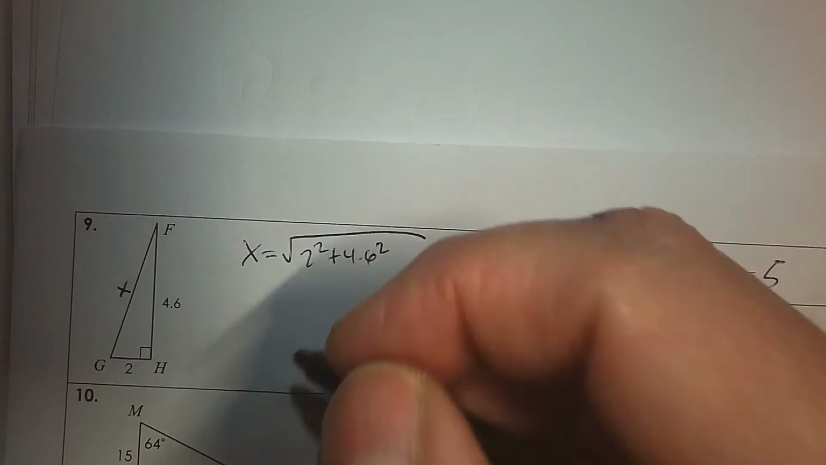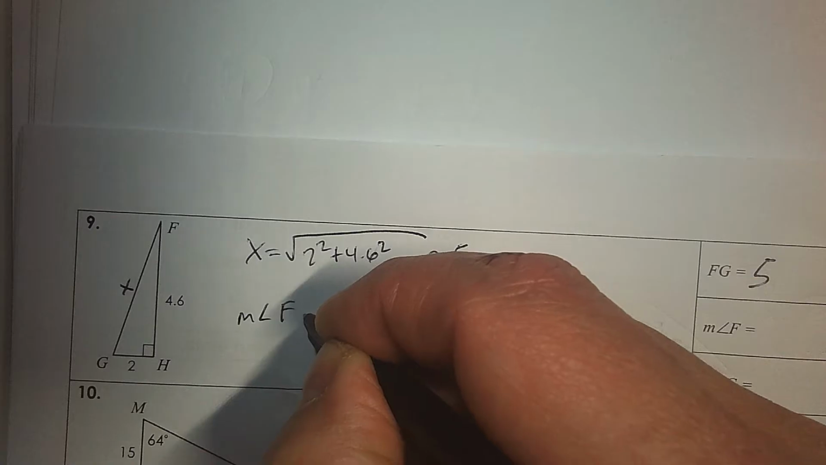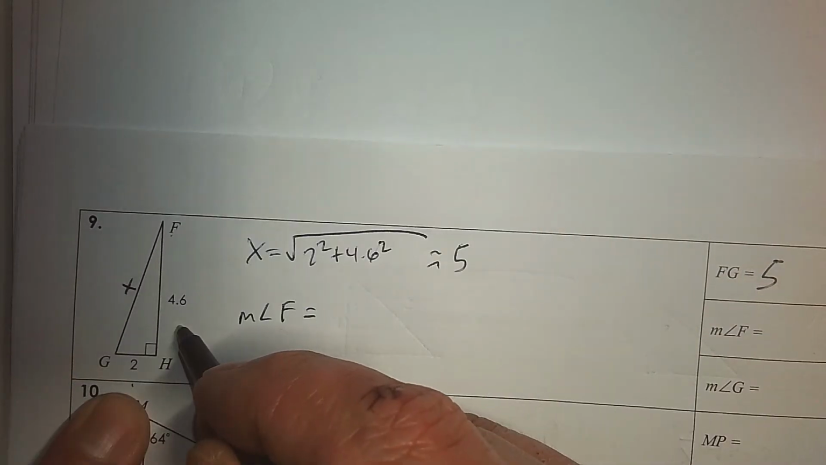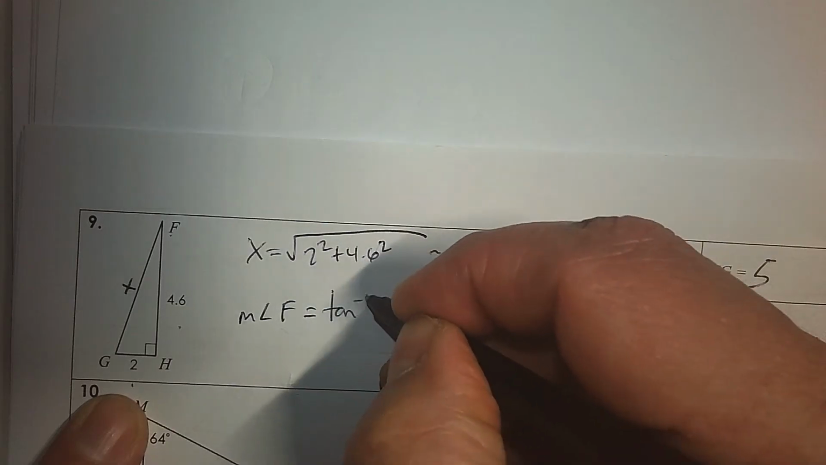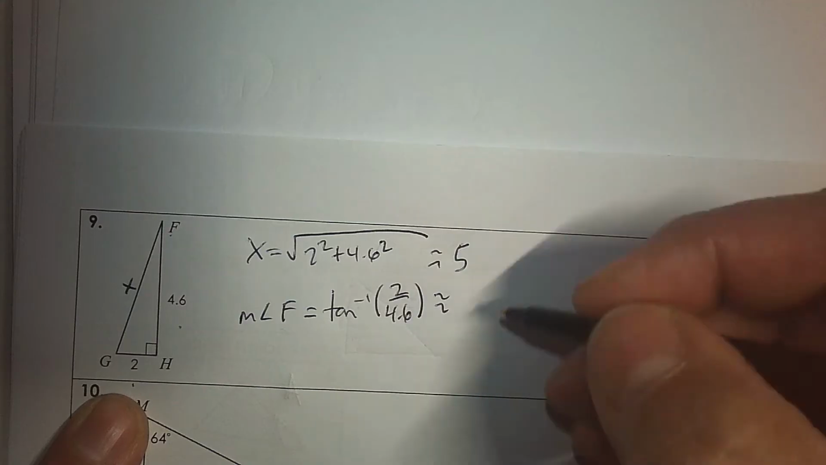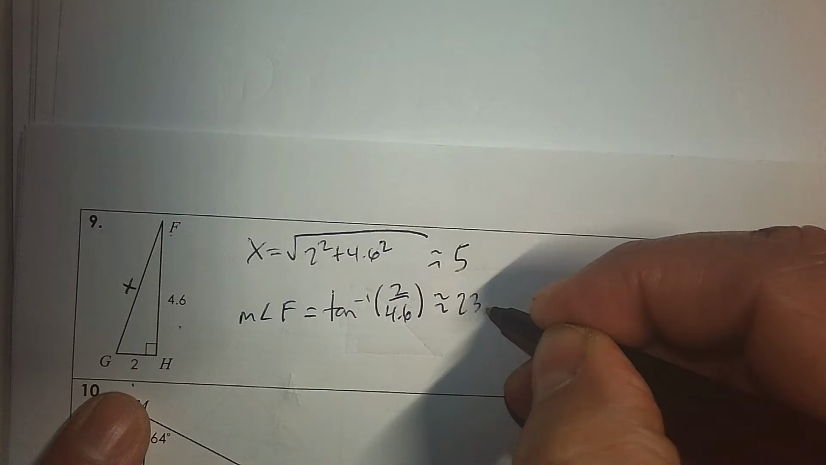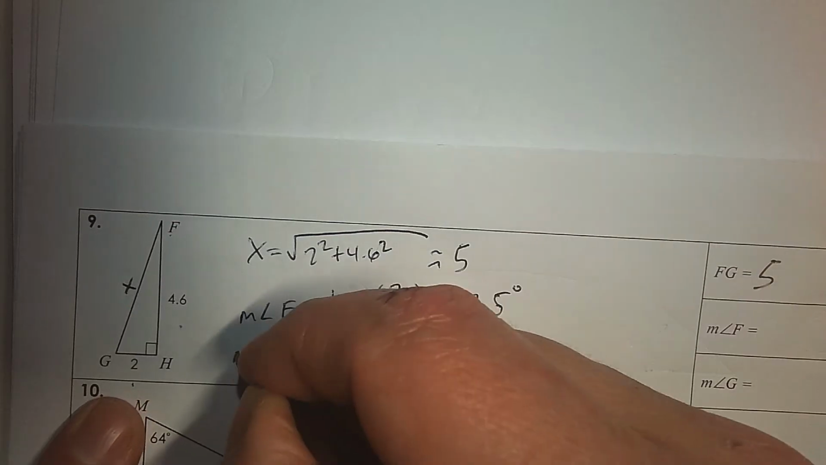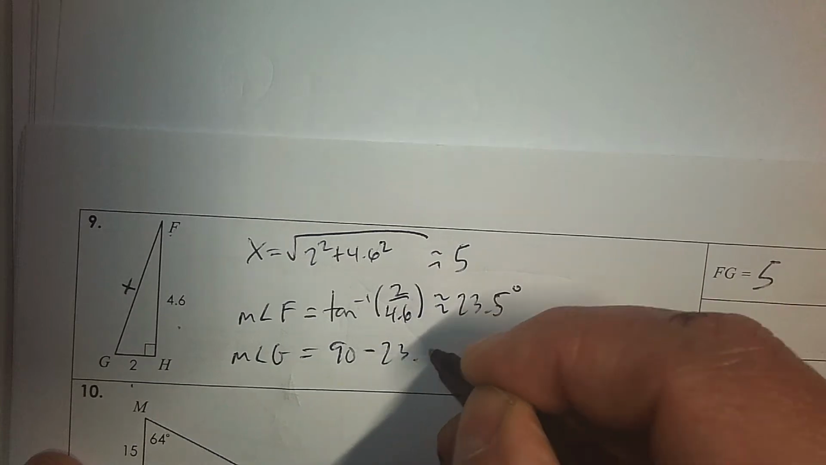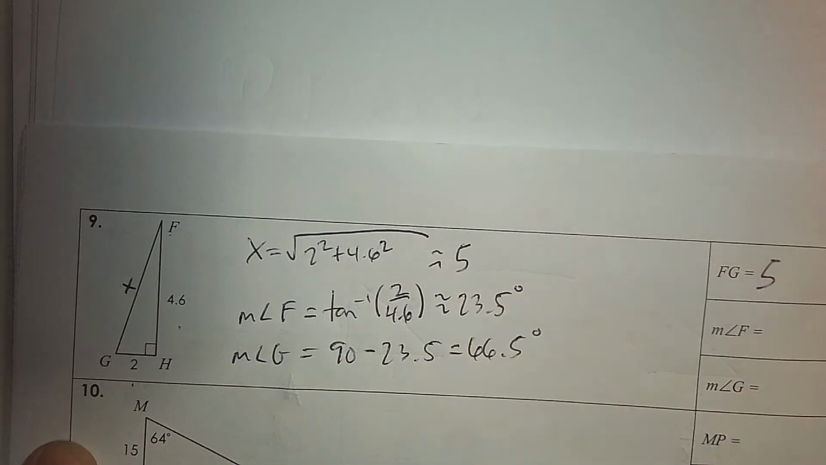For angle F, I look and I go opposite over adjacent. Well, that's tangent. So the inverse tangent of 2 over 4.6. So that would be about 23.5. I'm not going to make the same mistake twice. The measure of angle G then would just be 90 subtract 23.5, and that's 66.5. And then you can fill those in.